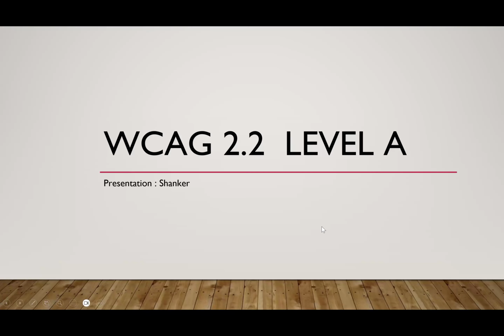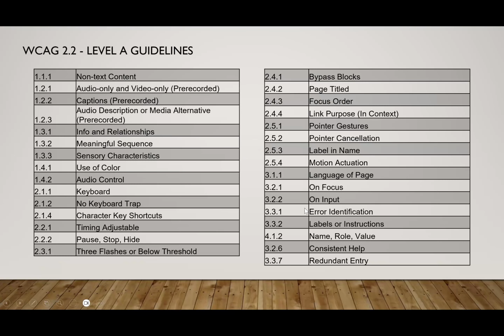Okay, so we will start with WCAG 2.2 level A guidelines, of which we have approximately 37. As we discussed yesterday, it is a combination of WCAG 2.0 level A plus WCAG 2.1 level A plus WCAG 2.2 level A guidelines. So moving to the next slide. These are the guidelines that we are going to cover in this particular course.